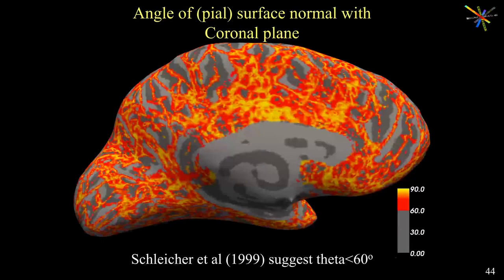In this paper, to be fair, they suggested that you should only apply these techniques in regions where the dot product between the cutting plane and the cortex is less than 60 degrees. This is why they did more than 10 brains, because they had to do sagittal analysis in some brains, coronal in other brains. But if I look at a map of the angle with the coronal plane, there are no regions of the human brain that I can study to find a Brodmann area that obey this constraint.